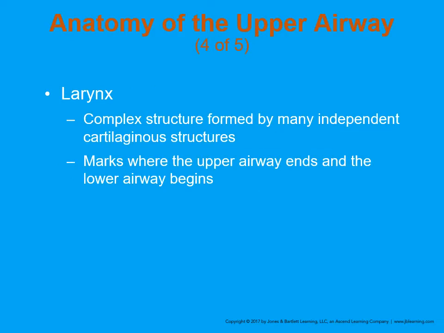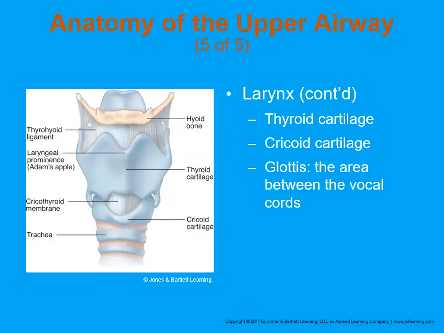Your larynx is a complex structure formed by many independent cartilaginous structures. It marks where your upper airway ends and your lower airway begins. The thyroid cartilage forms a V shape anteriorly, also known as the Adam's apple. The cricoid cartilage, also known as the cricoid ring, forms the lowest portion of the larynx. And then the cricothyroid membrane is the elastic tissue that connects the thyroid cartilage superiorly to the cricoid ring inferiorly.